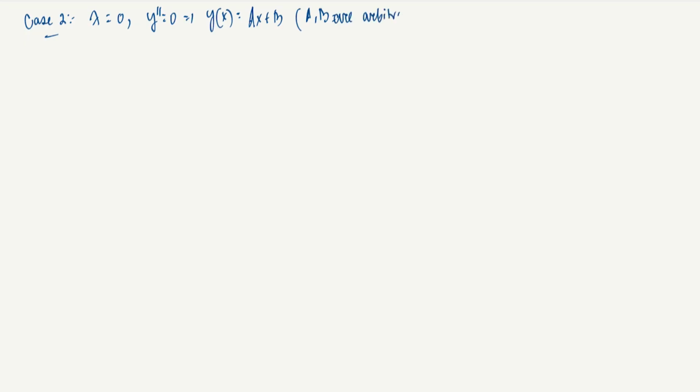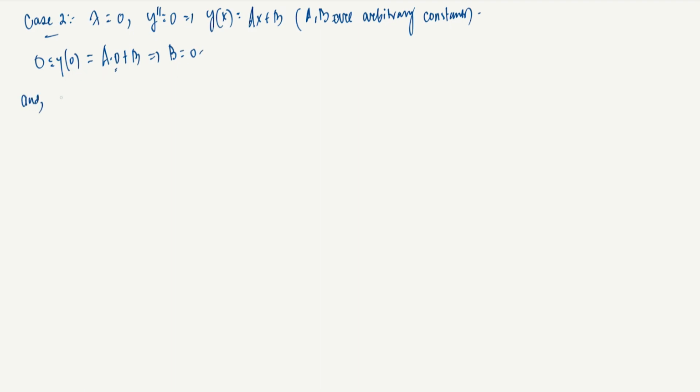Arbitrary, real constants, of course. Okay. Now you see our initial condition: y(0) equals 0. That gives me A times 0 plus B, so this implies B equals 0. I am putting x equals 0 here, so A times 0 is 0 plus B, which is going to be 0. So B is 0.